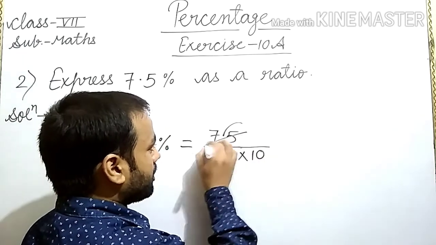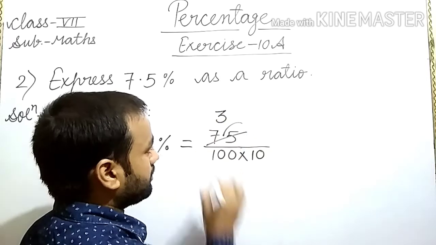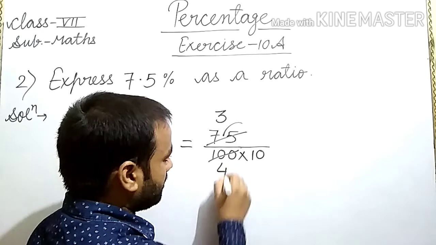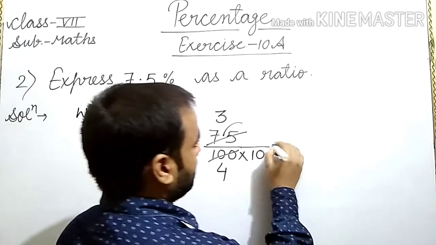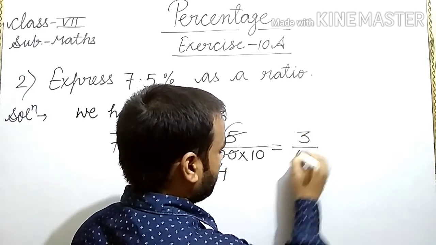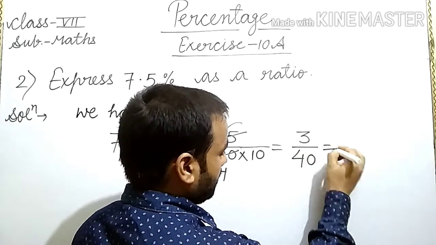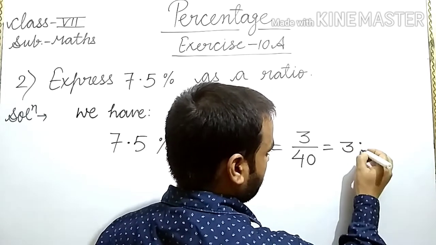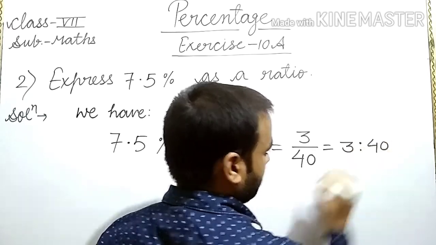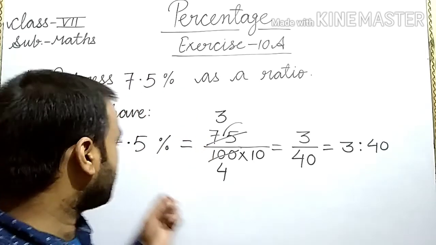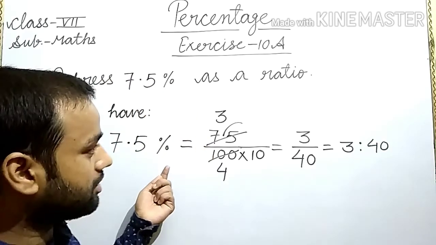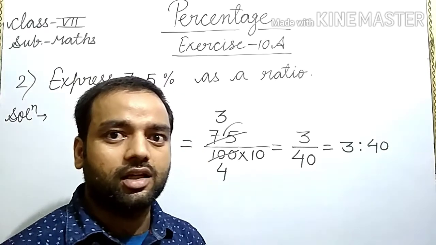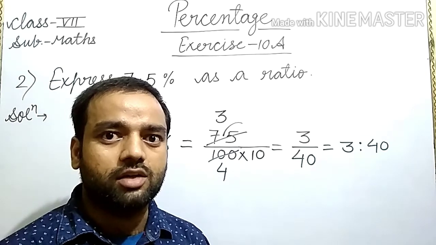We know that 25 3s are 75 and 25 4s are 100. So we get 3 upon 40, and write it in ratio. So the numerator is written here, 3 is to 40. So lastly, we convert 7.5% into the ratio 3 is to 40. Is it clear? Now let us discuss question number 3.